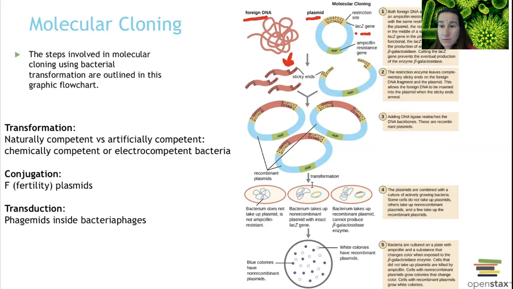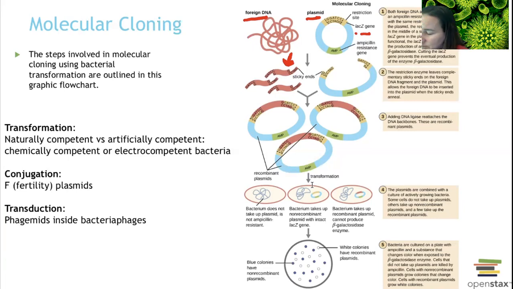So if you're cutting through the LAC-Z gene, is it going to work if you cut a gene in half? No. So if you were able to get this plasmid to incorporate this foreign DNA into itself, you've now destroyed the LAC-Z gene. It's not going to work. So it's not going to change the color like we said. If it works, it changes that colorless molecule into a blue color. But if you destroy the gene, you cut it in half, it's not going to change the color. All right, so let's keep going.